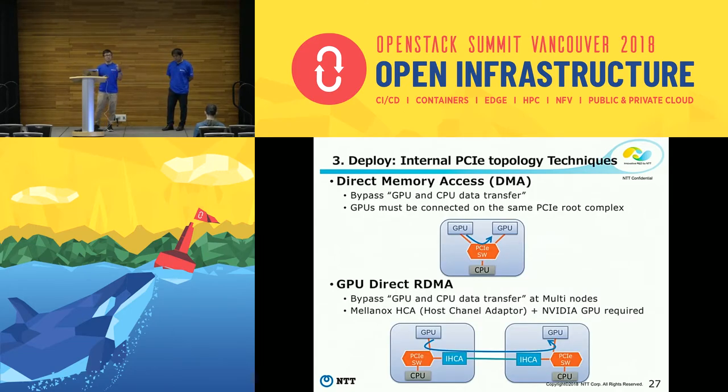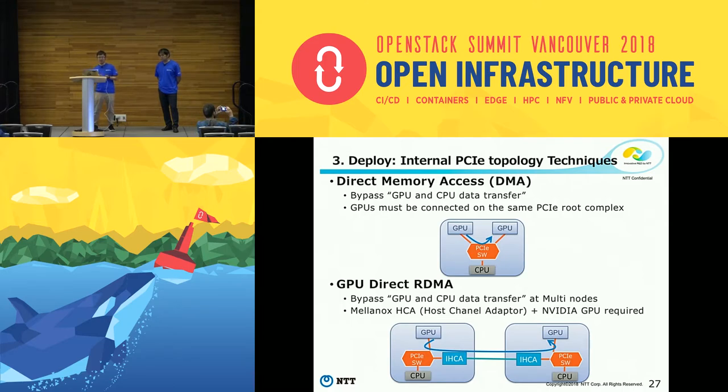So there are basically two approaches, two techniques written here. One is direct memory access. So we can assume the GPU can bypass the CPU data transfer if the GPUs are under the same PCI switch. So you should install as many GPUs as possible for each PCI switch. However, if we have only one InfiniBand adapter in a server, another CPU can be passed.